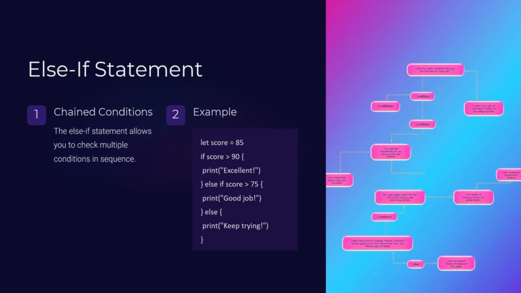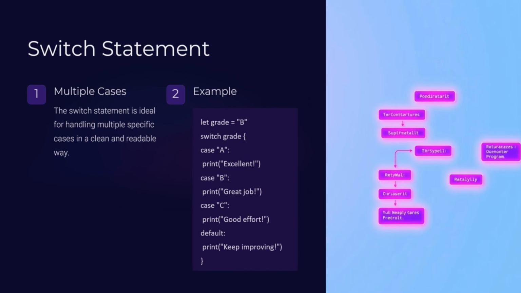The switch statement is ideal for handling multiple specific cases in a clean and readable way. For example, let grade = "B". Switch grade. Case "A", print "Excellent." Case "B", print "Great job." Case "C", print "Good effort." And default, print "Keep improving." The switch statement compares the value against each case. If no match is found, the default block runs.